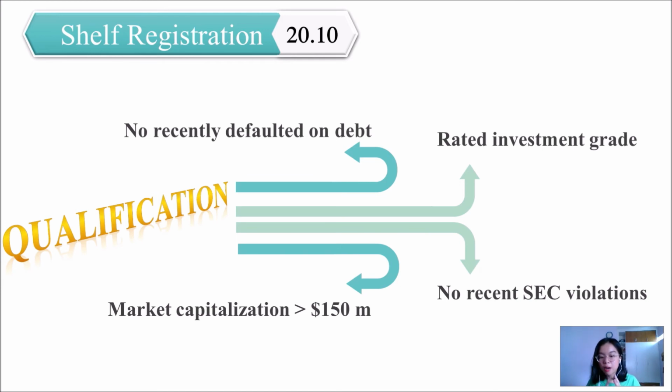There are some major qualifications. The first one is that the firm must be rated investment grade. The second qualification is that they cannot have a present default on debt. The third qualification is that the market capitalization must be larger than $150 million. The last qualification is that there are no recent SEC violations.